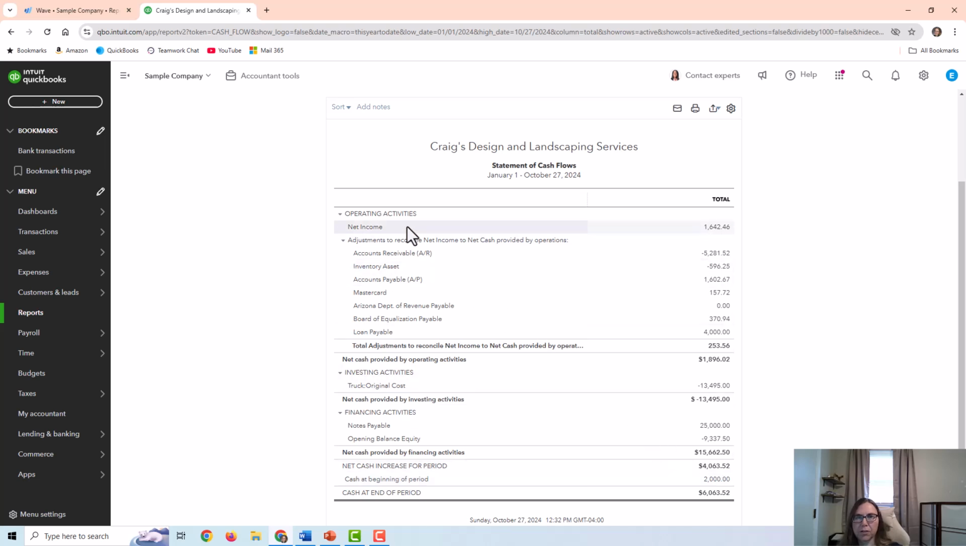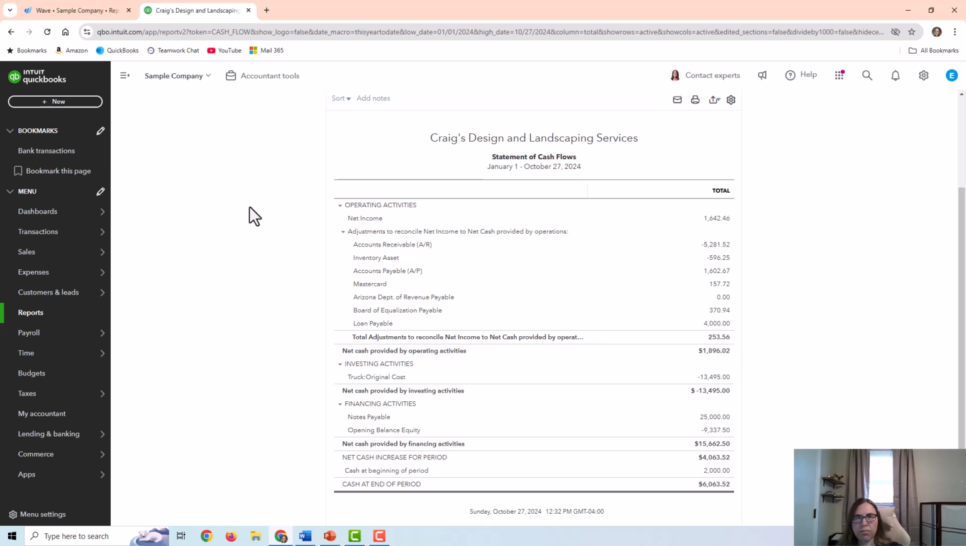So what they're doing in this method, there's a couple different methods for doing the statement of cash flows. And what they're doing here is starting with net income and then making adjustments for things that are non-cash. So it's basically a formula that we'll learn when we do a statement of cash flows. Okay, but this is just to give you an idea of what it looks like.